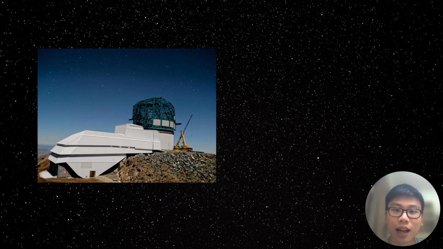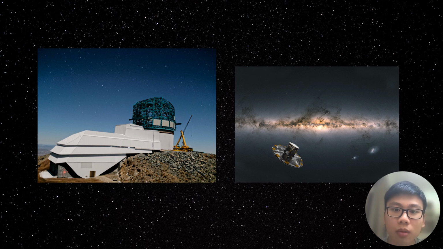For example, the Large Synoptic Survey Telescope, which is expected to be operational by 2024, will map the distribution and motion of billions of galaxies and stars, and measure the gravitational lensing effects of dark matter on the light from distant sources. The Gaia satellite, which was launched in 2013, will measure the positions, velocities, and distances of more than 1 billion stars in the Milky Way galaxy. We can reveal the structure and dynamics of the dark matter halo from it.